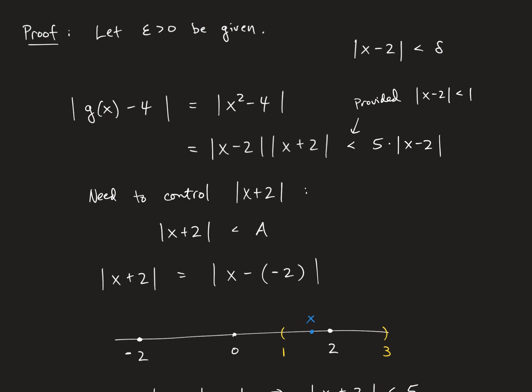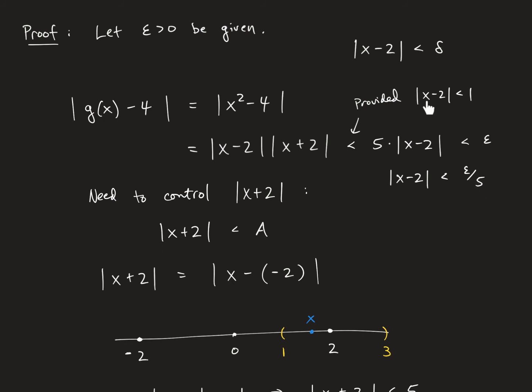And then ultimately we want to make this less than epsilon, so we also want to ensure that the absolute value of x minus 2 is less than epsilon over 5. Okay, so all told, we have two conditions on this delta here, right? So basically we want delta to be smaller than 1 and smaller than epsilon over 5. So basically we want delta to be the minimum of 1 and epsilon over 5.